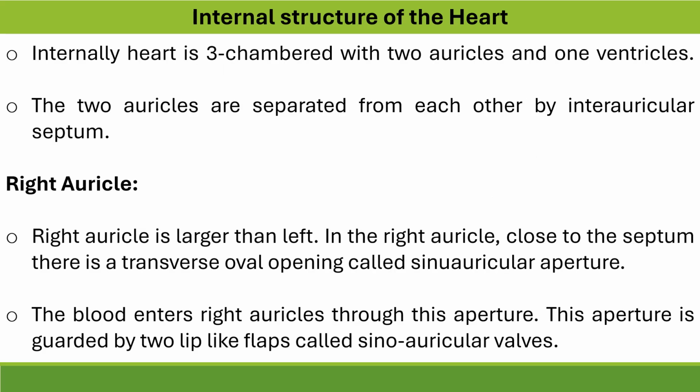Let's see the internal structure of the heart. Internally, the heart is three-chambered with two auricles and one ventricle. The two auricles are clearly separated from each other by the interauricular septum.